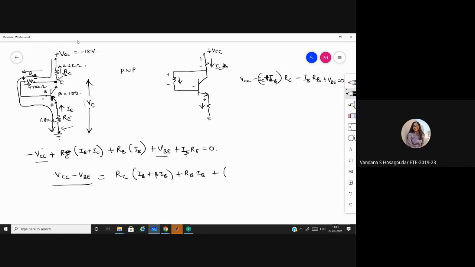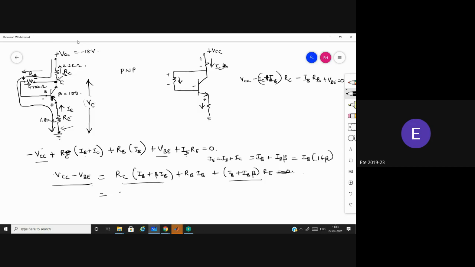1 plus beta into IB. Or IE is equal to IB plus IC. So that is IB into beta, or that is IB into 1 plus beta. So IB plus IB into beta RE. So now I can take up common in these two.